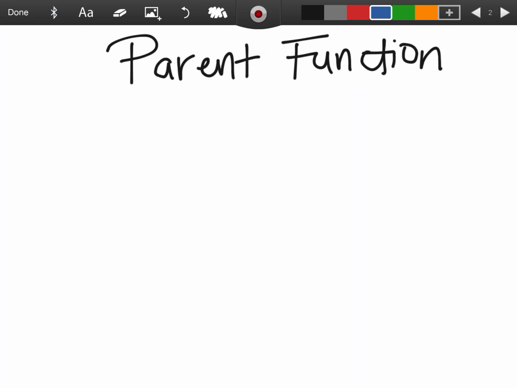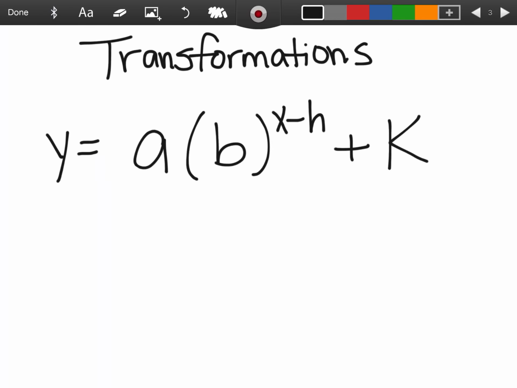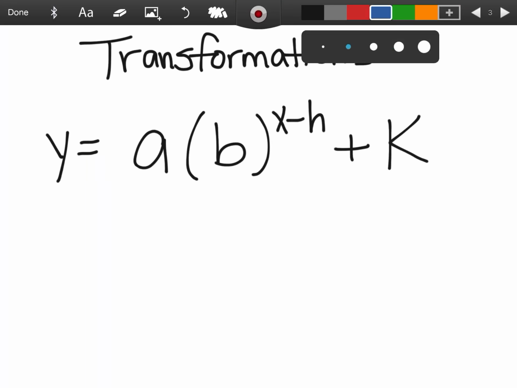All right, so let's start with the parent function. So we know that with quadratics, we had a parent function that was y equals x squared. But now in the exponential unit, our parent function is y equals 2 to the x. So from there, we can do a lot of different things when we talk about transformations. So again, we have A, H, and K. And I'm going to tell you what each one of these does, just to remind you.